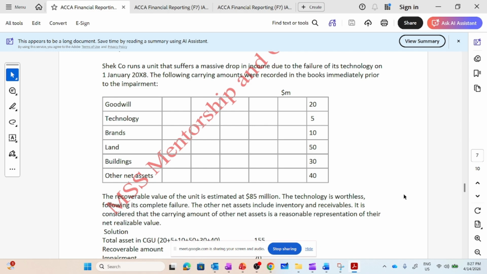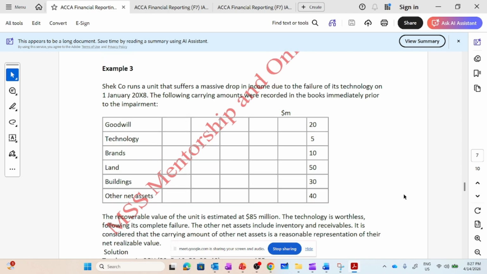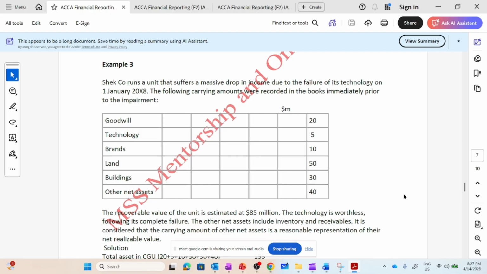So basically, from the question, Czech runs a unit that suffers a massive drop in income due to the failure of its technology on 1st January 2028. The following carrying amounts were recorded in the books immediately prior to the impairment. So we have goodwill, technology, brand, land, building, other assets. They are all in carrying value. So now the recoverable value of the asset is 85 million.